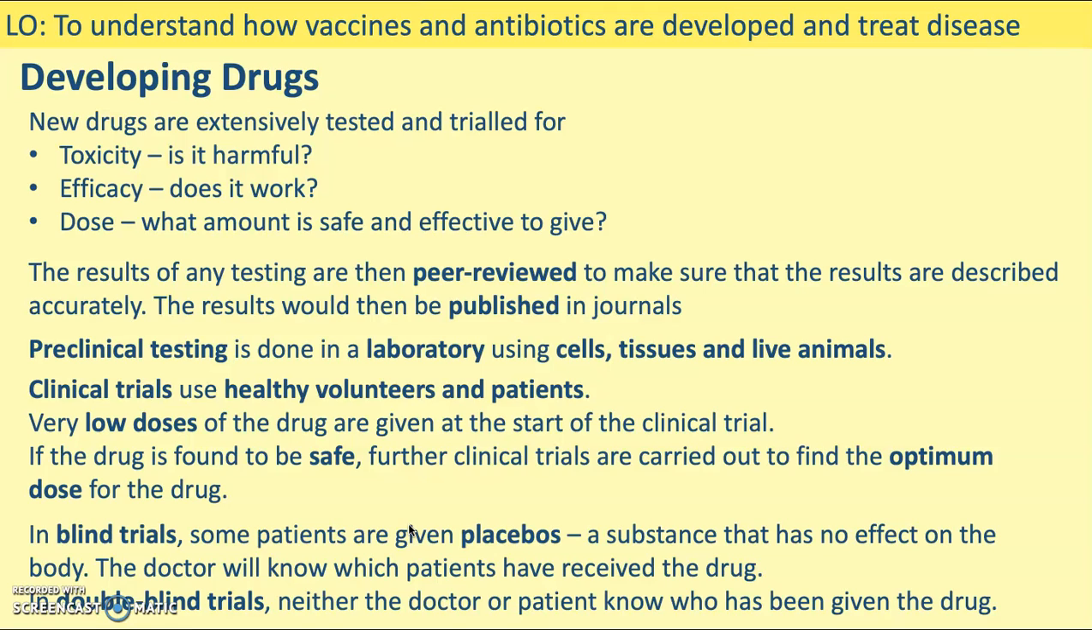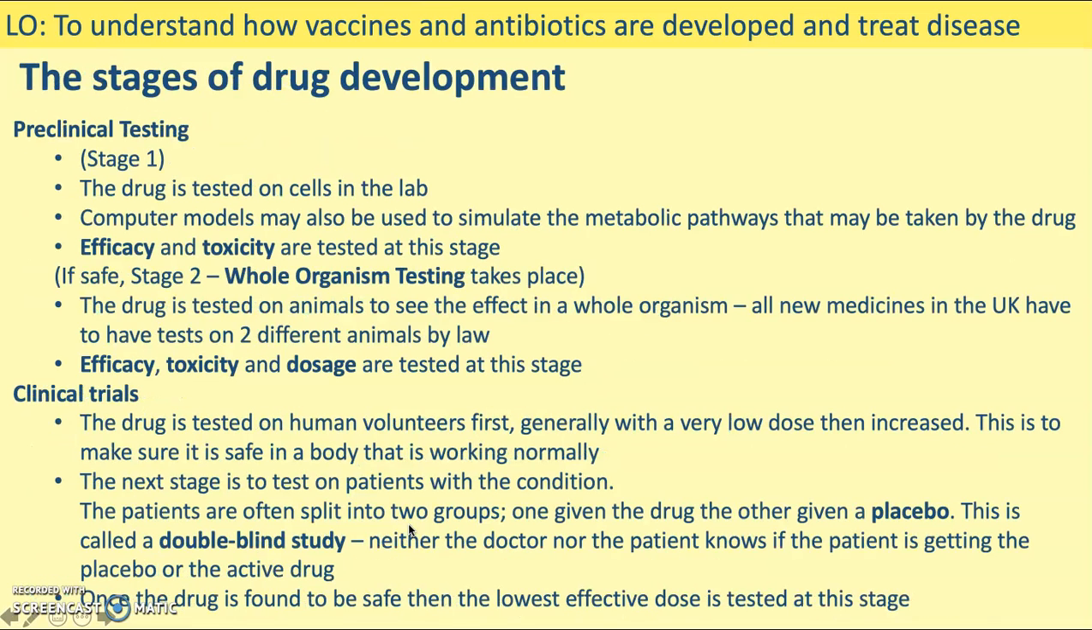In blind trials, some patients are given a placebo, which is a substance that has no effect on the body, and it allows a doctor to look at the difference in the effect of the drug compared with the effects on the patients that have had a placebo. In double-blind trials, neither the doctor or the patient know who has been given the drug, and this is to reduce researcher bias. Here I've put a summary of the different stages of drug development. You may want to take notes from this. You can use it to help you with the questions that will follow.